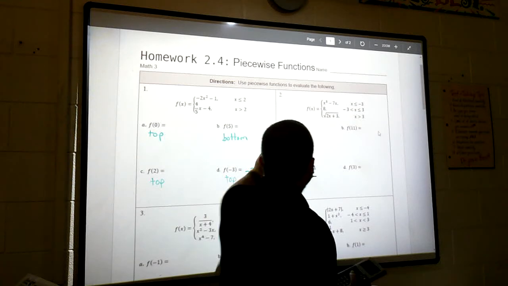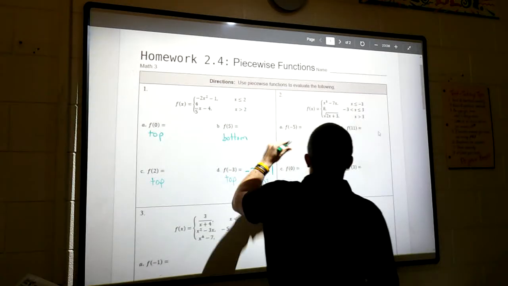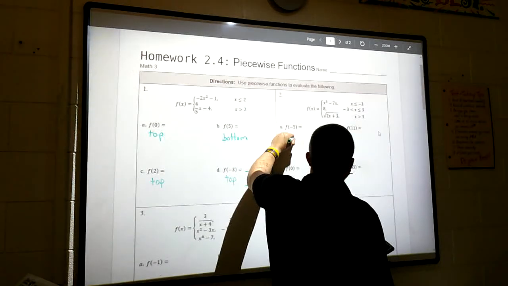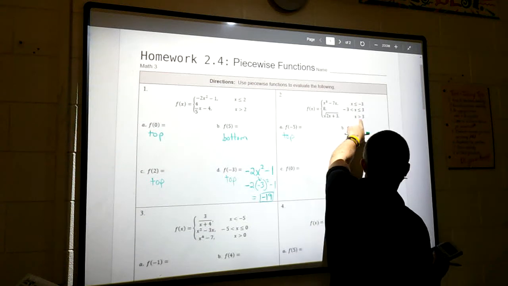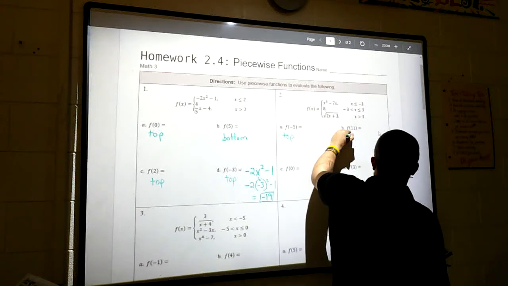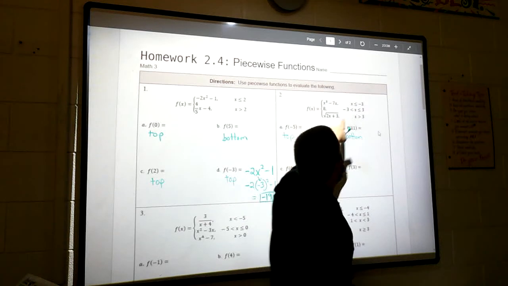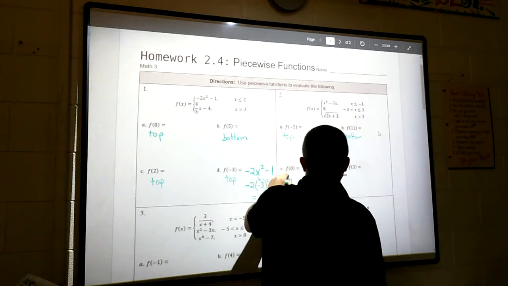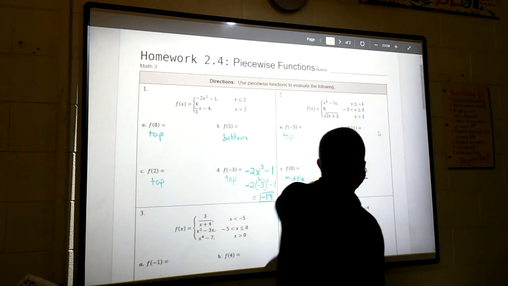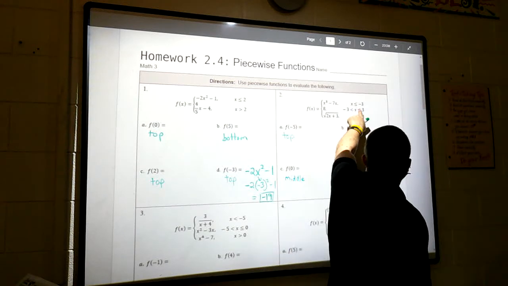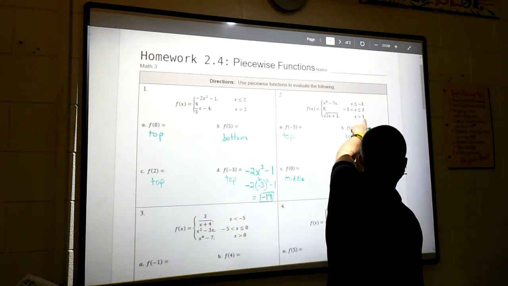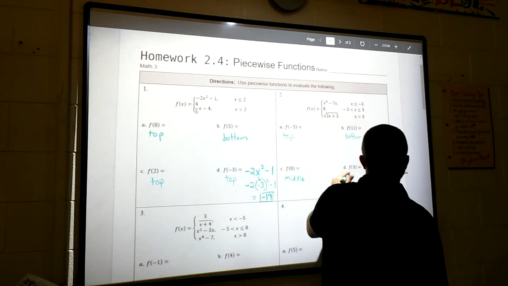Negative 5 is less than or equal to negative 3, so I'm going to use the top equation for this one. 11 is greater than 3, so I'm going to use the bottom equation for this one. 0 is between negative 3 and 3, so I'm going to use the middle equation for this one. And 3: is x less than or equal to 3, or x greater than 3? Well, it's in the less than or equal to. So 3 is equal to 3, so I'm going to use the middle for that.